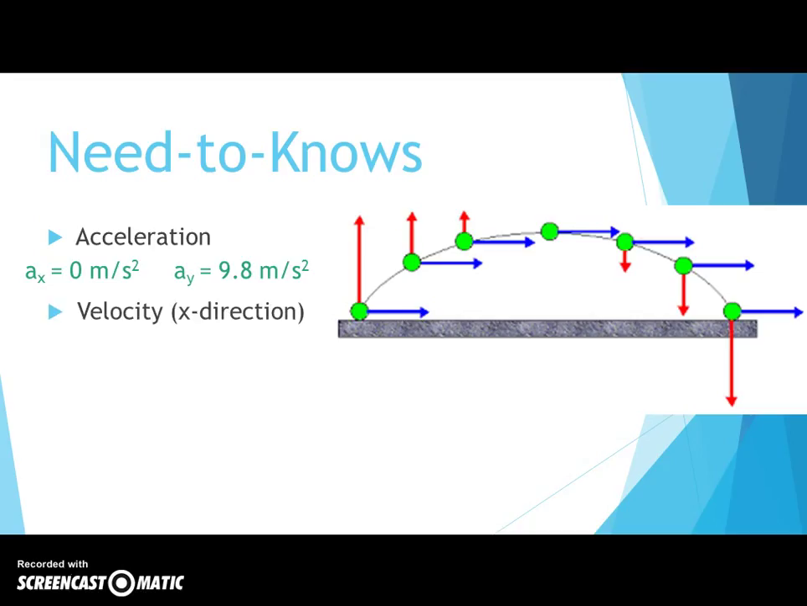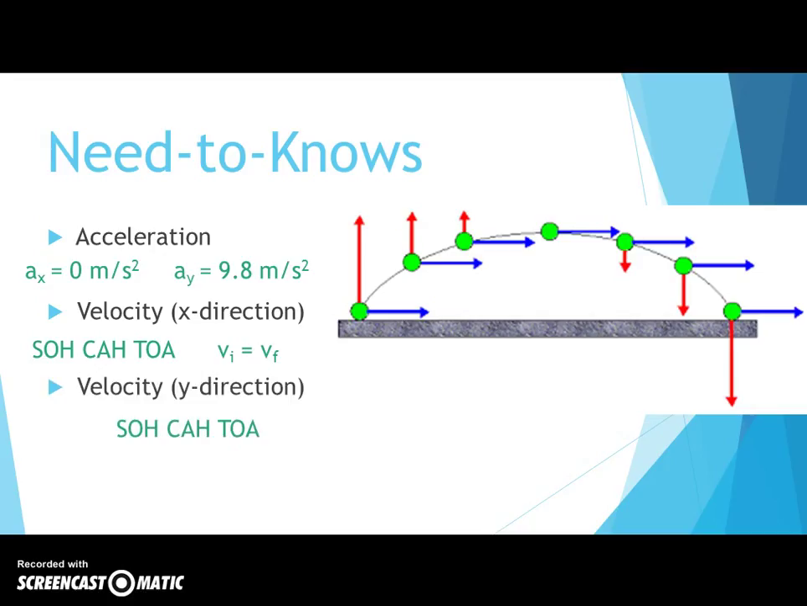Velocity in the x direction is now something that you're going to have to calculate using SOHCAHTOA. So sine, cosine, or tangent. But VF and VI are still the same. Velocity in the y direction, again, this is something you're going to have to calculate using SOHCAHTOA, and we'll get to that in step 3 of our example.